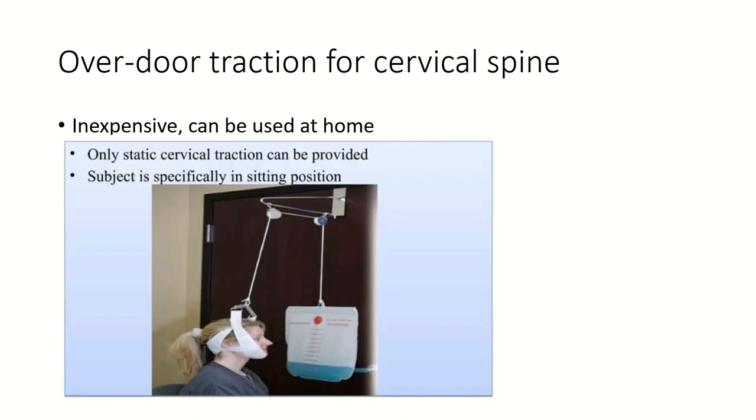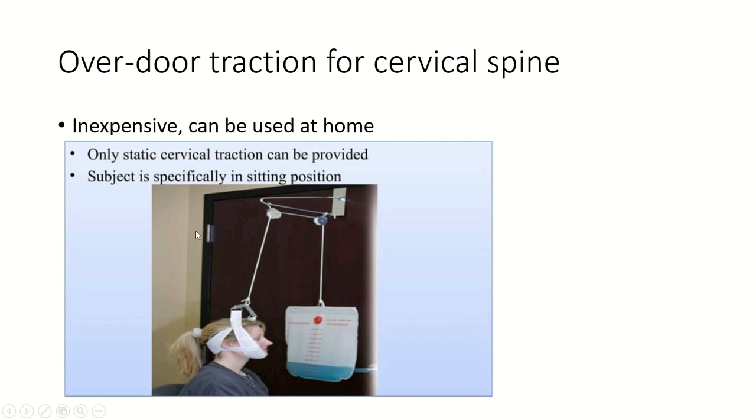Coming down to OTD traction, over the door traction for the cervical spine. It is specifically given only for the cervical spine. It cannot be given for the lumbar spine. The subject is specifically in a sitting position. The subject cannot undergo supine or prone as seen in the electrical traction unit. It is inexpensive and can also be done at home.